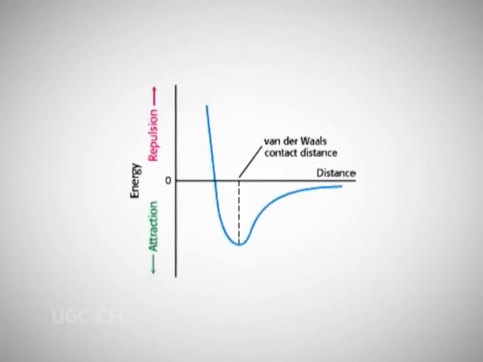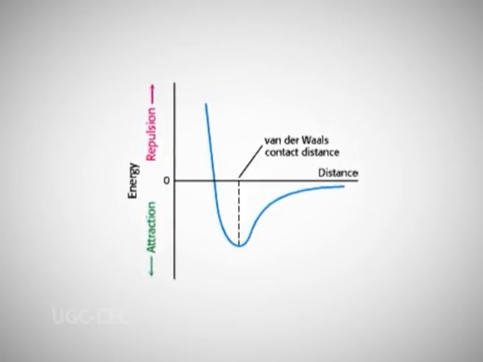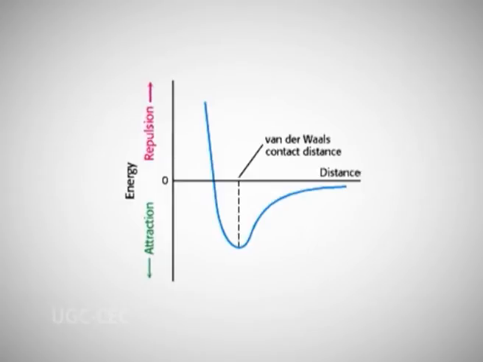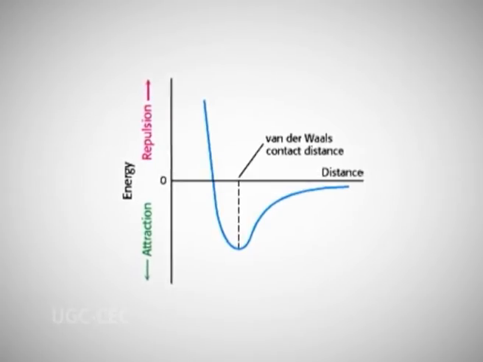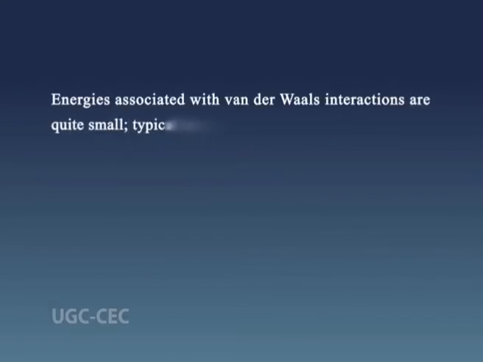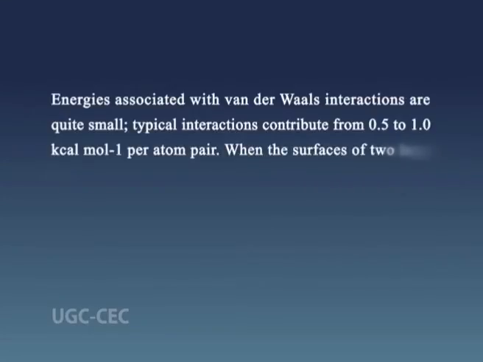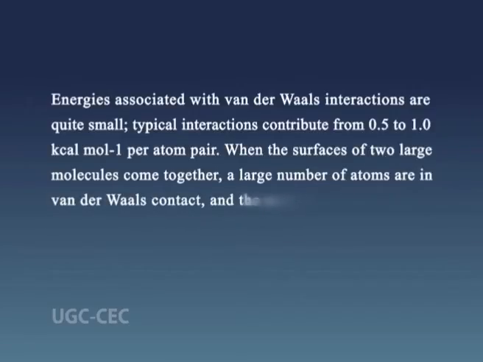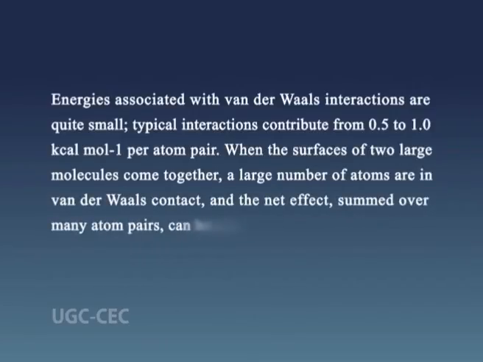The resulting attraction between two atoms increases as they come closer to each other until they are separated by the van der Waals contact distance. At a shorter distance, very strong repulsive forces become dominant because the outer electron clouds overlap. Energies associated with van der Waals interaction are quite small. Typical interactions contribute from 0.5 to 1 kilocalorie per mole per atom pair. When the surfaces of two large molecules come together, a large number of atoms are in van der Waals contact, and the net effect summed over many atom pairs can be substantial.